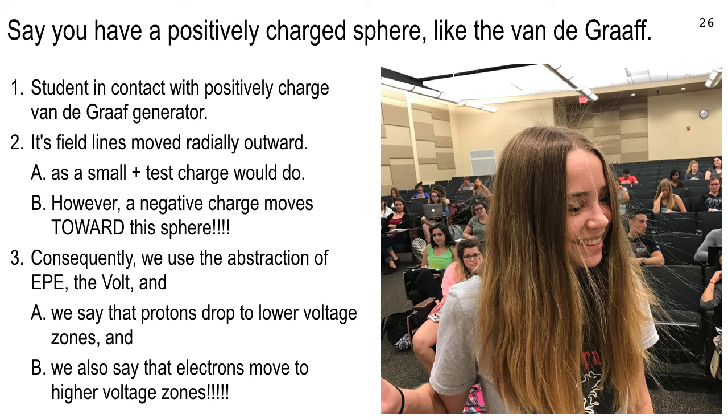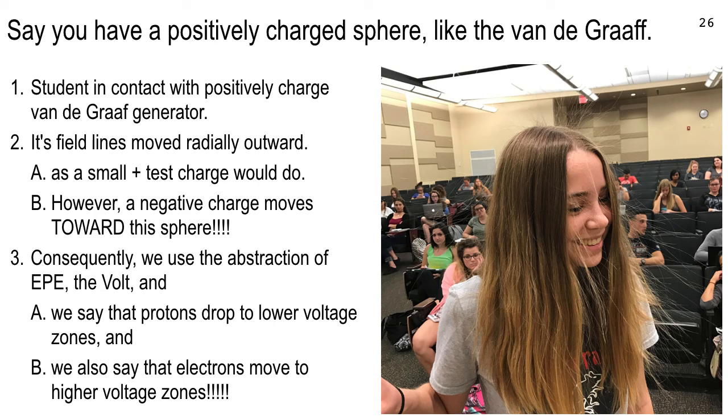So electrons consider that to be their downhill. Voltage to an electron is like anti-gravity. They like to go up in voltage. But that's really down in potential energy, but up in voltage.